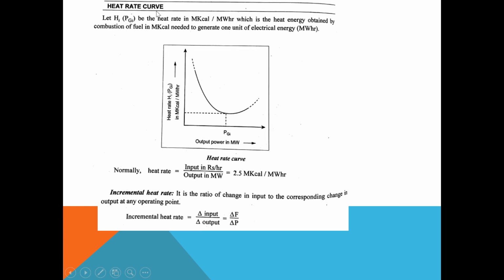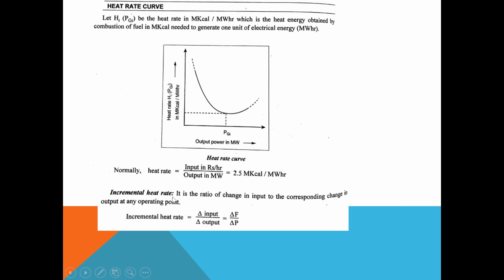Next one is heat rate curve. Here H of Pj is the heat rate in mega kilocalorie per megawatt hour, which is the heat energy obtained by the combustion of fuel in mega kilocalorie needed to generate 1 unit of electrical energy. So the graph shows the relation between the heat rate and the output power. The heat rate is defined as the ratio of input in rupees per hour to the output in megawatt.